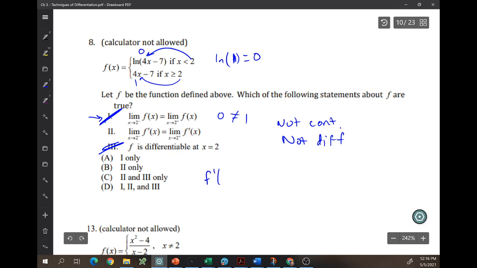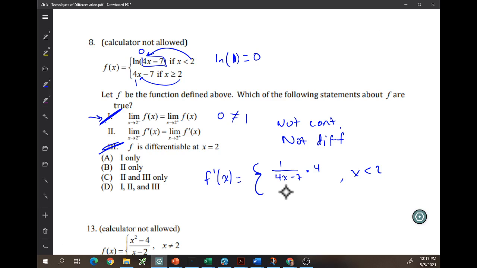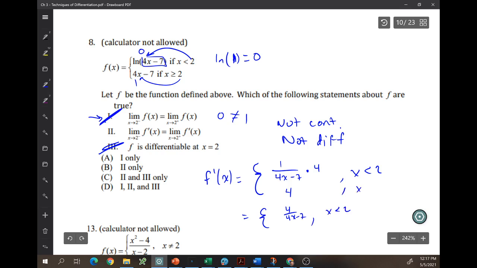So if we do f prime of x, we're going to get chain rule on this one. The derivative of ln of x is 1 over 4x minus 7, and times the derivative of 4x minus 7, which is 4, when x is less than 2. And then here the derivative of 4x minus 7 is 4. So we can make this 4 over 4x minus 7 when x is less than 2, and then 4 when x is greater than 2.